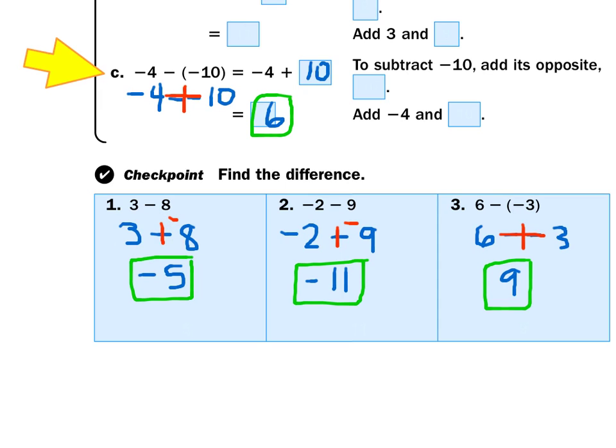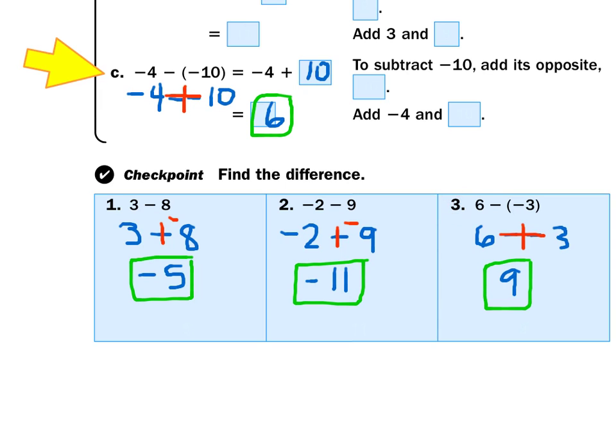Well, of course, they'll battle. The negatives are going to win by 5, so it's negative 5. Take a look at number 2, negative 2 minus 9. Again, I want you to add a line and change the sign of the 9. So it's negative 2 plus negative 9, and they're all negative, so we just add it together to make negative 11.